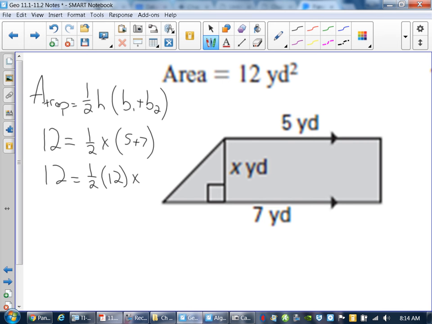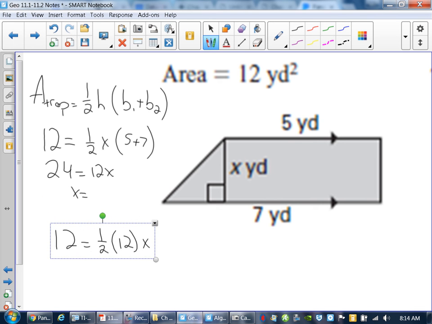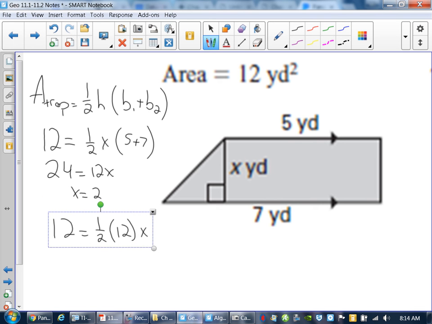What's x? 2. Okay, so as you see here, it's not going to be crazy. Now, one of the things that you can do, can I get rid of this half by multiplying both sides by 2? So I could have done this. 24 equals 12x, and I would have gotten the same thing. Either way, you're still going to get x equal to 2. It's very, very simple. There's not a lot of crazy. It's just a matter that you just need to know what you're looking at. Okay? What are you looking at?